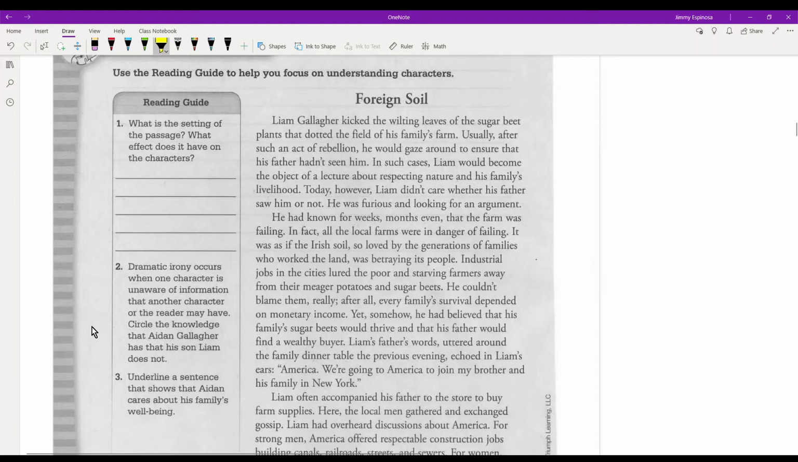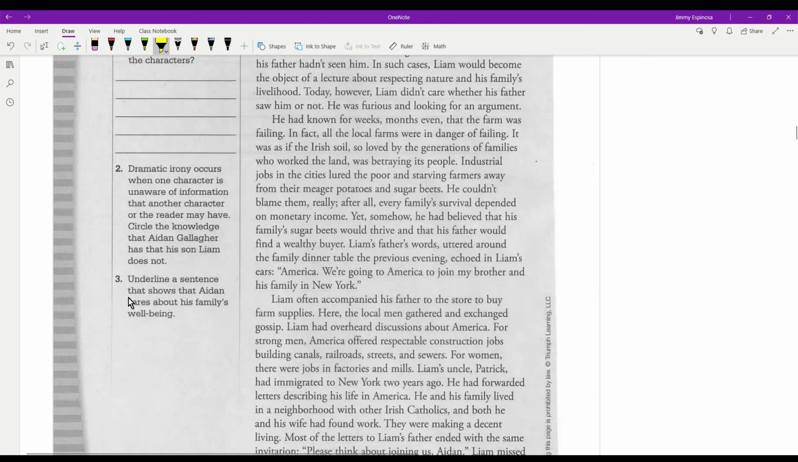And then finally, for number 3, it says underline a sentence that shows that Aidan cares about his family's well-being. Now be careful with this one. There may be some things in here that you think, well, yeah, that shows that he cares. But there's something specific. And here's a little hint. It is not on this page. It is on the next.